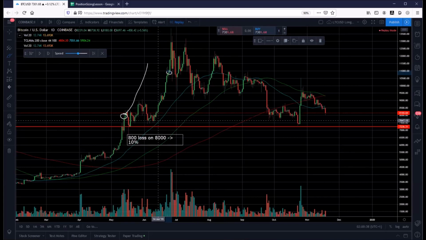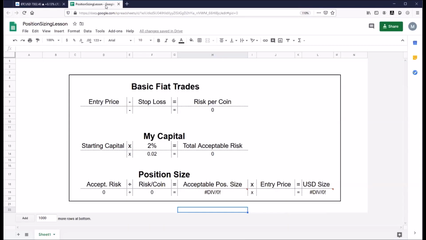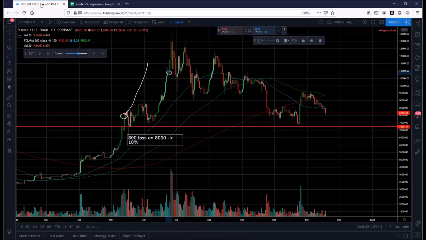Your TA is critical. It's one of your most important tools that you've got in your toolbox. It's how you decide certain plans around price action. But if you position size wrong in any of your trades, you set yourself up to not be able to sustain your trading in perpetuity. The entire goal of our game as traders is to be sustainable and to develop a positive flow of income.